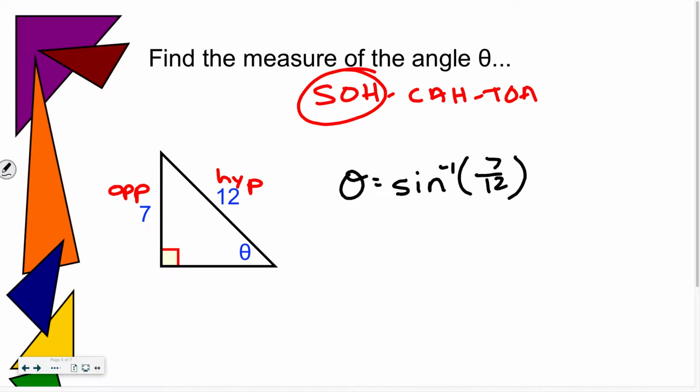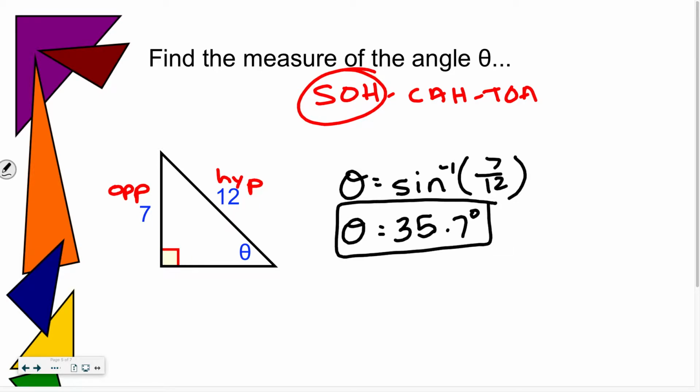Type it into our calculator. What'd you get, Brianna? I got 35.6, and then I'll round the last 9. Okay, so I'm going to say 35.7, if you're okay with that. On these, I'd say round to the nearest tenth. That's fine.